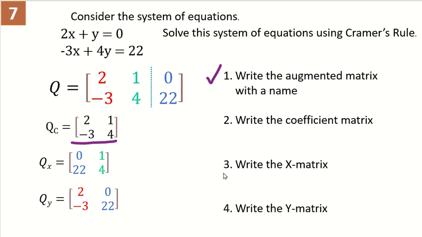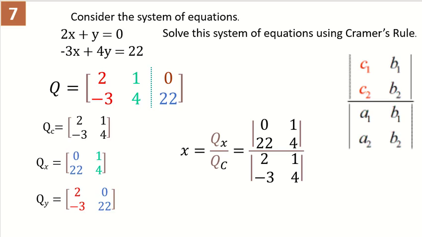Then I'm going to write the X matrix from that original matrix. I'll call that Q sub X. We get that by taking the constants and replacing our X values with those constants, keeping the Y values. We do the same thing to get our Y matrix. We replace the Y values with our constants and keep our X values.